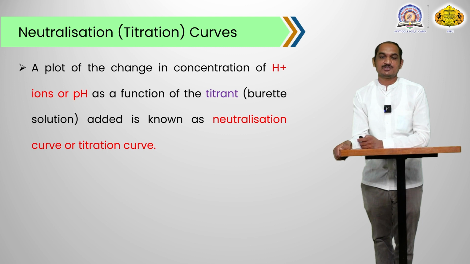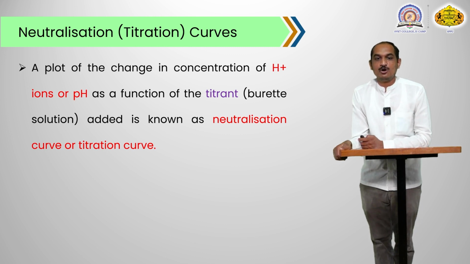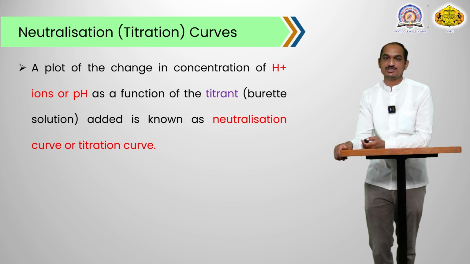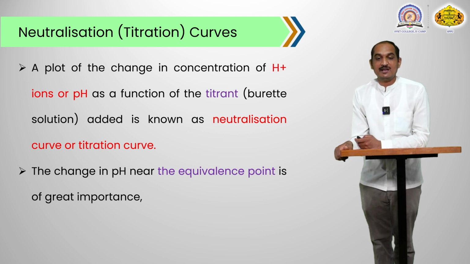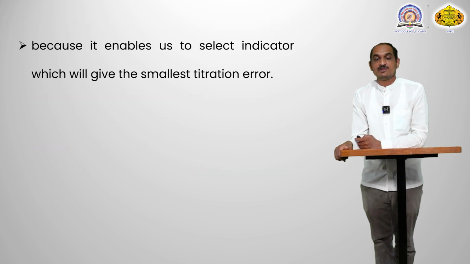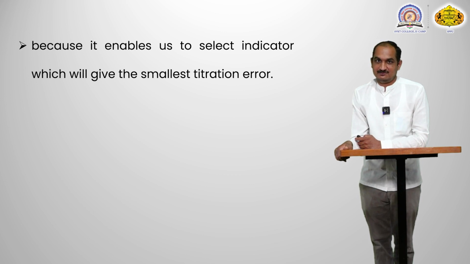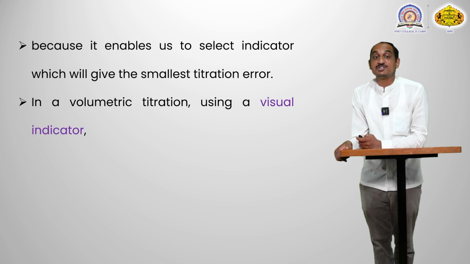Once again I repeat the definition of neutralization curve. A plot of the change in the concentration of H plus ions or pH as a function of the titrant added is known as the neutralization curve or the titration curve. It is a simple curve. The change in the pH near the equivalence point is of great importance because it enables us to select the indicator. Why is it important? Because it enables us to select an indicator which will give the smallest titration error.